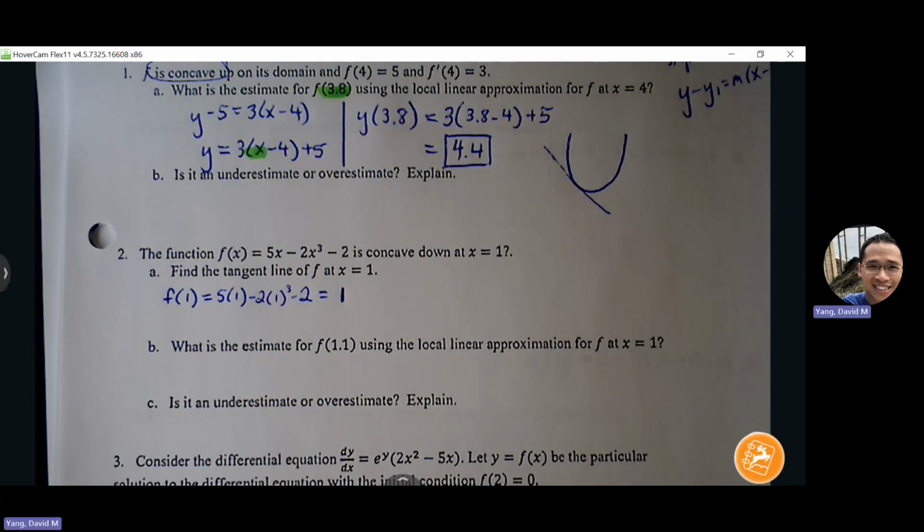And then how do I find the slope? Power rule. Take the derivative, yeah, power rule, and then plug 1 into the derivative.